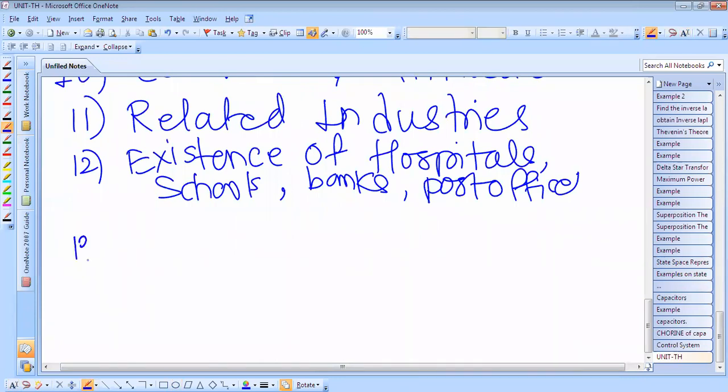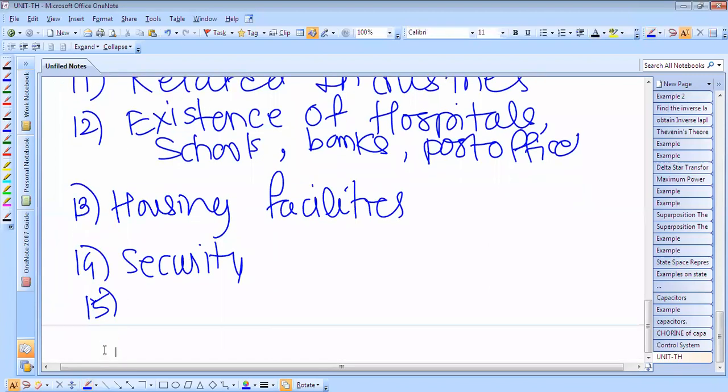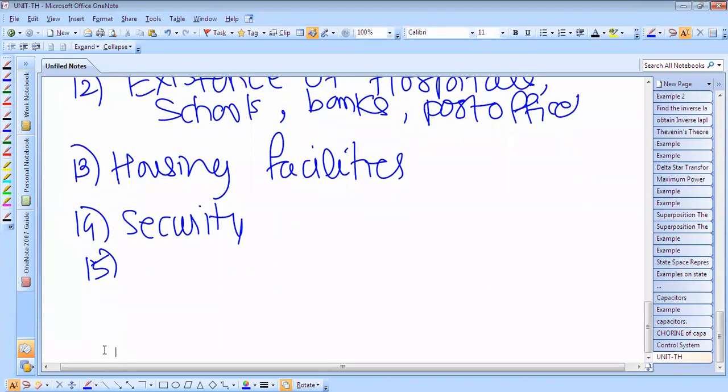Okay, so next point is the local bylaws, taxes, building. These are also very important. Housing facilities, securities: whether housing facilities are there or not, and securities, whether that area is secure or not. If we are going to set up the plant in a region where a security problem is prevailing, then definitely we will not go for the selection of that site for your plant. Next is the facilities for expansion.